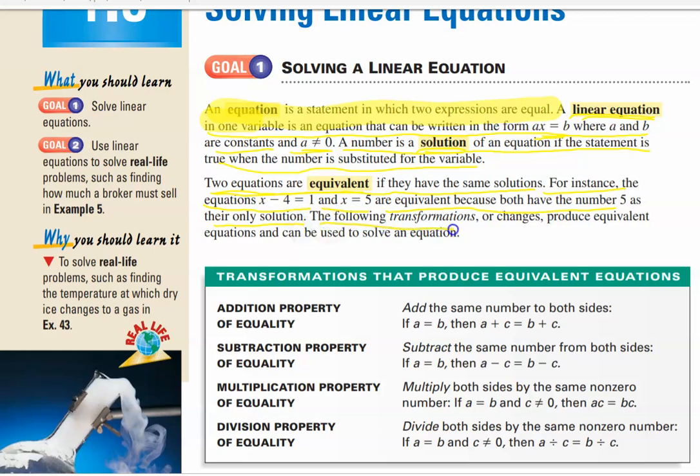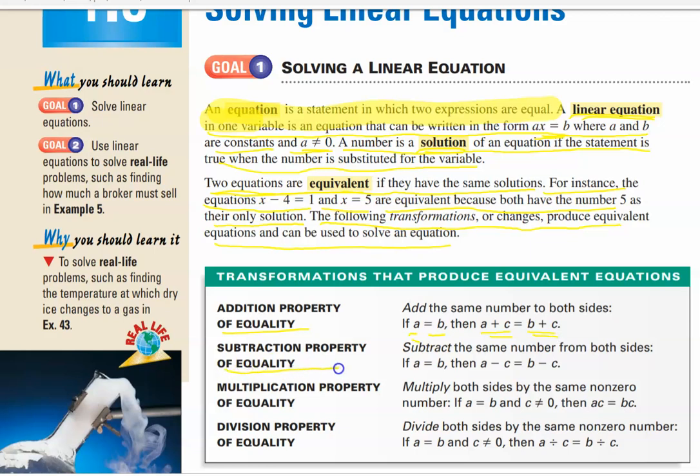The following transformations or changes produce equivalent equations and can be used to solve equations. And these are those transformations. All right, so one is the addition property of equality. Basically, you can add the same number to both sides of an equation. Like if a equals b, then a plus c equals b plus c. So I can add the same number to both sides, and the equation is still true.